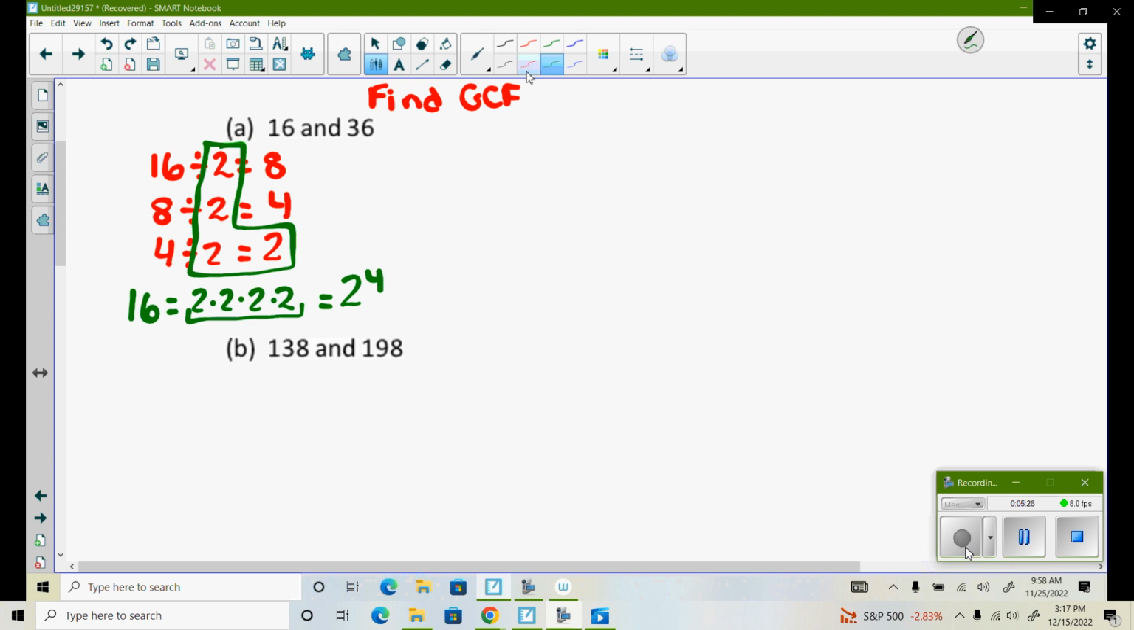Next, I'm going to move on to 36. I'm going to start by dividing that by 2, and I get 18. Then I'm going to take 18 and divide it by 2, and I get 9.